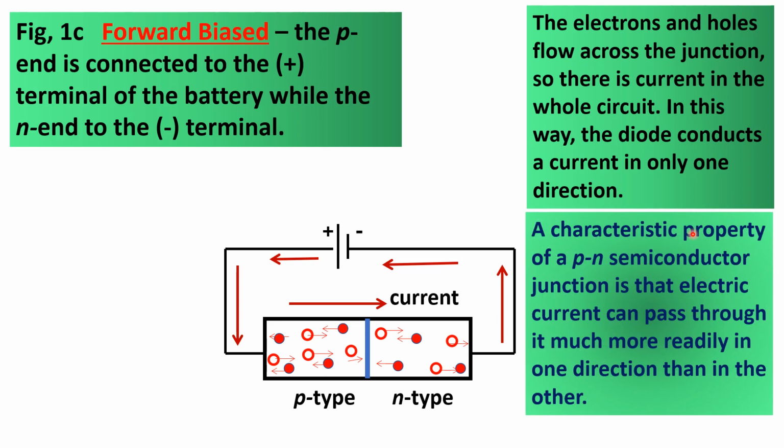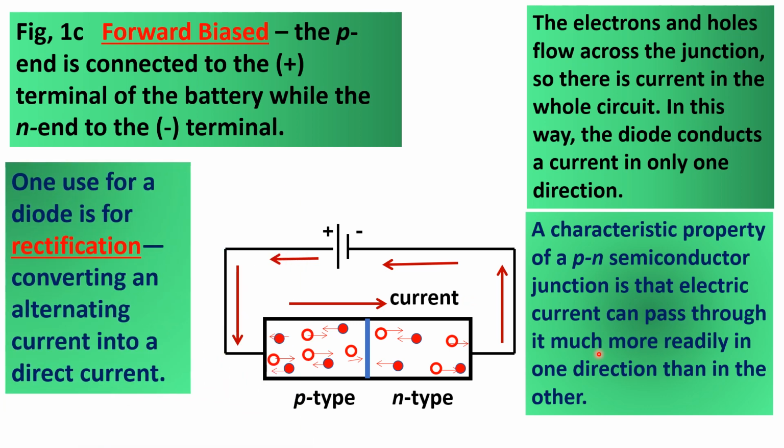All right. A characteristic property of a p-n junction or semiconductor junction is that electric current can pass through it much more readily in one direction than in the other. This is what we mean by forward bias. And one such use of a diode when connected in this manner, forward bias, is for what we call rectification. Rectification means converting an alternating current into a direct current.